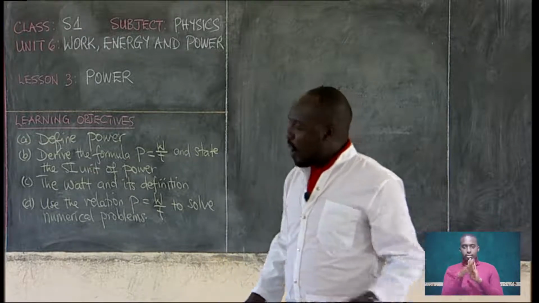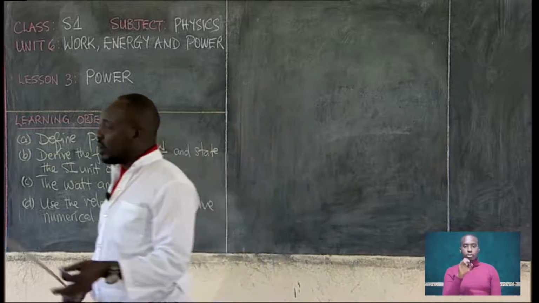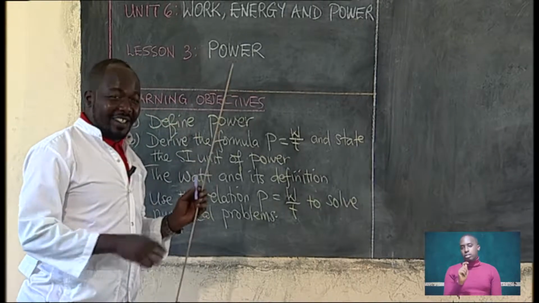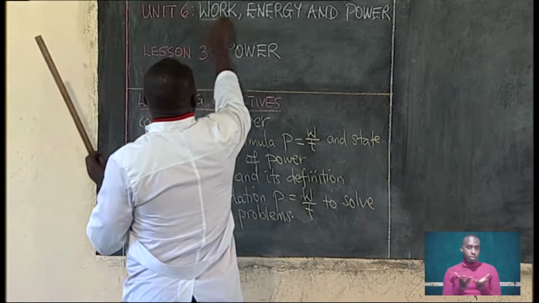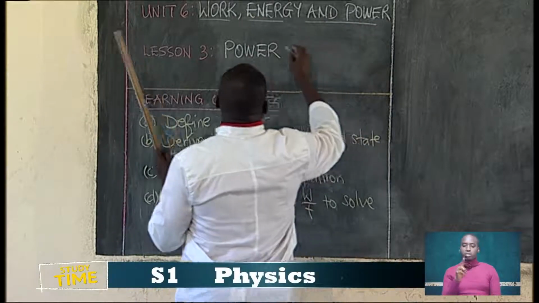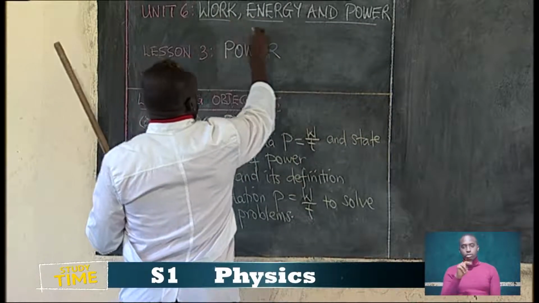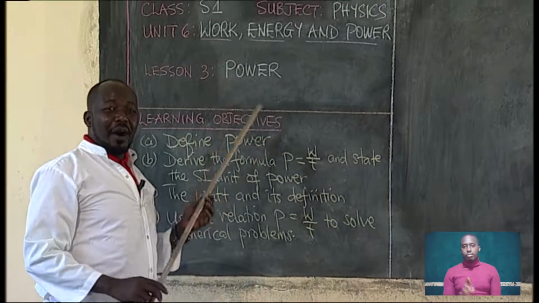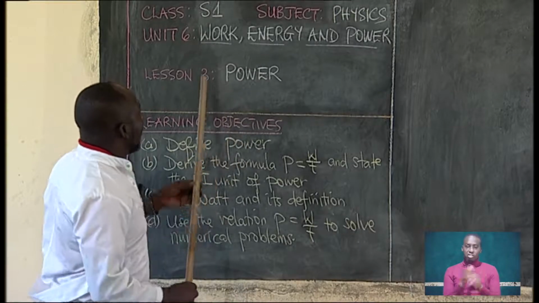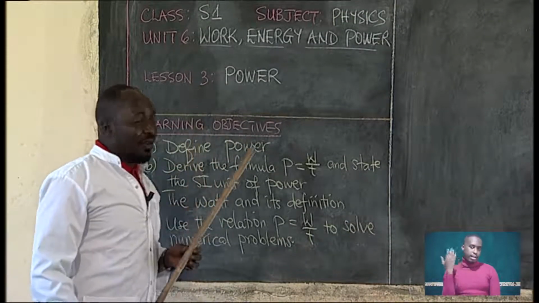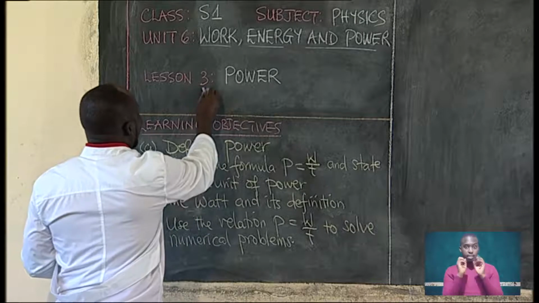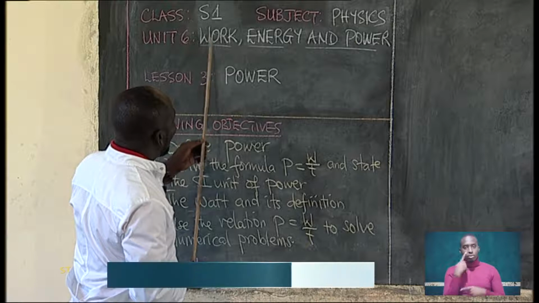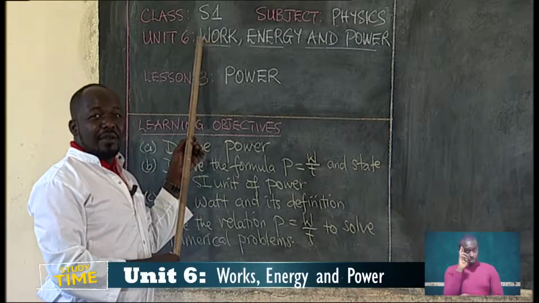And our unit for today, as you know, all these days we have been looking at unit number what? Number 6. That's where we are. We have not moved to another unit. And in this unit number 6, we are talking about work, energy, and power. Now, in the last lesson, lesson number 2, we were still looking at work. Do you remember?